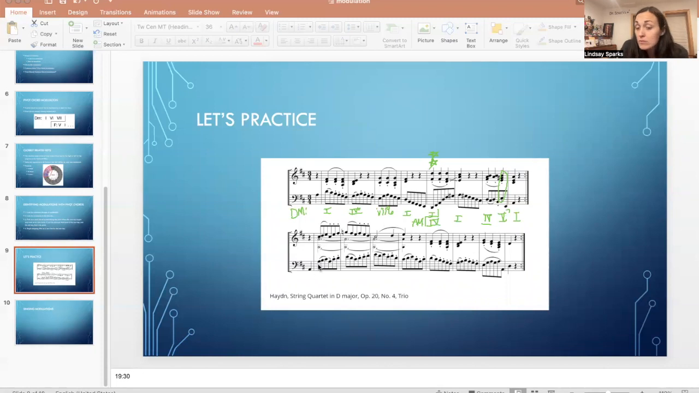So we have this new key. We're going to continue the analysis in the new key. So we've got A major, right? And pretty much that's what we see here, right? So we've got a one chord in A. Oh, hold on a minute.